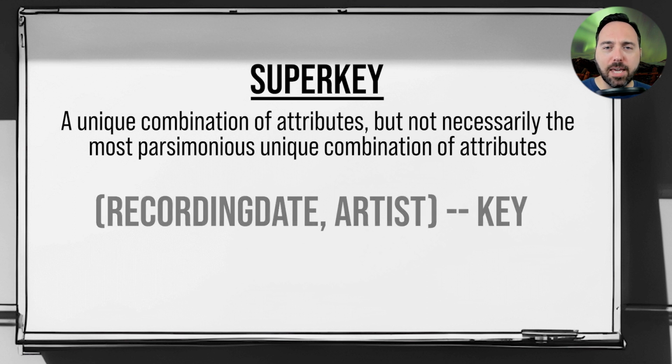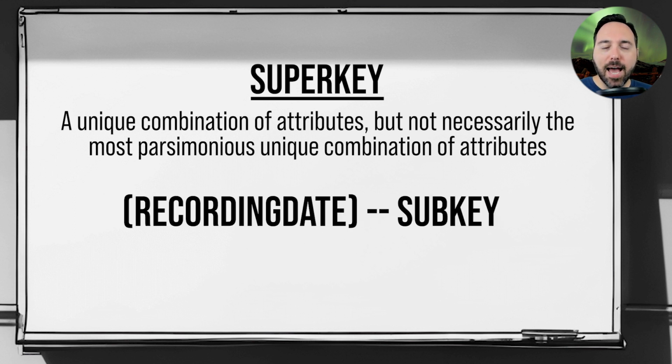Suppose we have a key of recording date and artist. Each combination is guaranteed to be unique for this relvar. In that case, recording date alone is called a subkey. It is a part of the key, but not sufficient to be a key on its own.